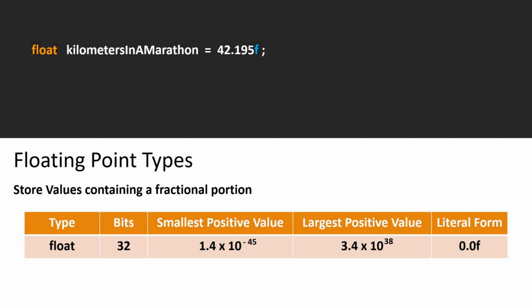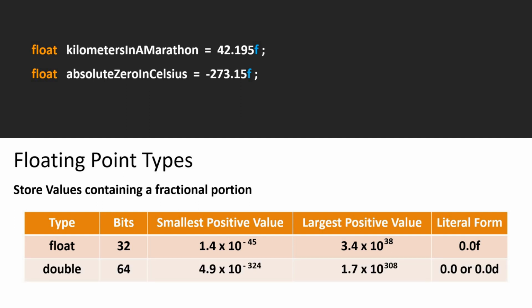Now floating point types can have both positive and negative values. So I have a float here, absolute 0 in Celsius. I give it a value of -273.15. Again, I use the F to indicate that it's a float literal. Now in addition to the float type, we also have double. And the double again can contain a fractional portion, but you notice it takes up 64 bits. So it allows you to have a much larger range of values.